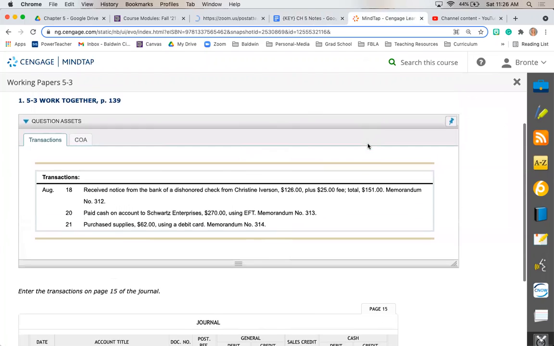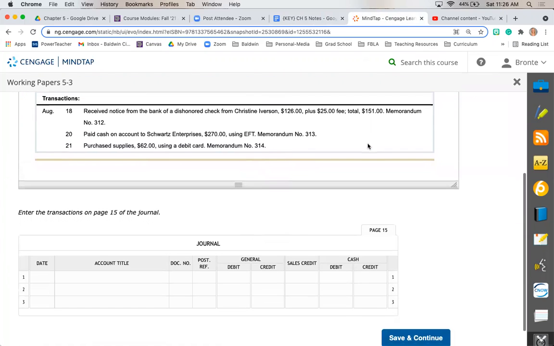Okay, 5-3 work together in MindTap. We have 3 transactions here. The first one is August 18th, and we received notice from the bank of a dishonored check from Christine Iverson for $126 plus a $25 fee. So not only are we losing out $126, we're getting charged a fee because Christine's check is bad. So the total that we are losing is $151.